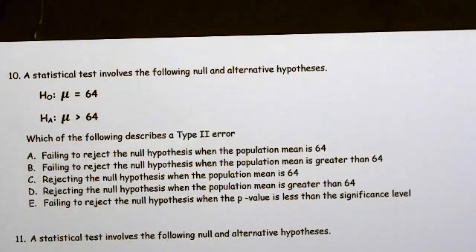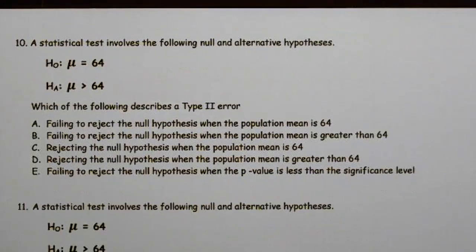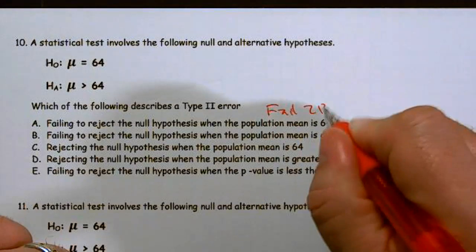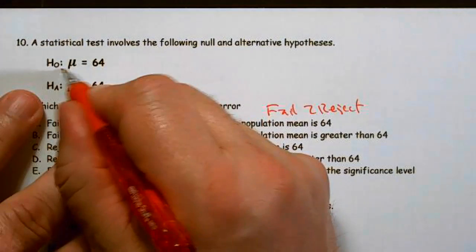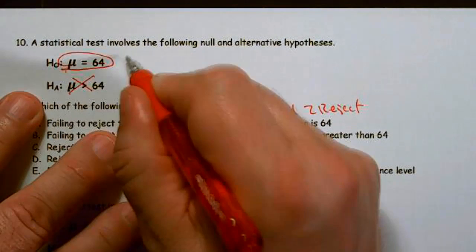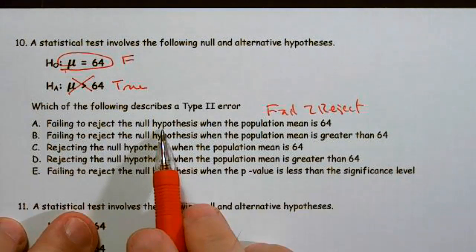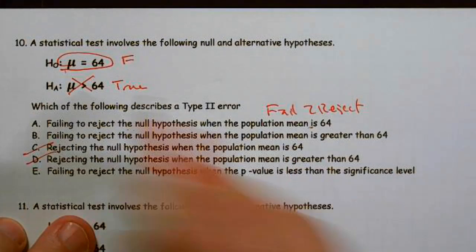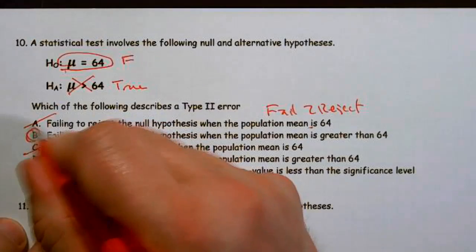All right, so here we say the mean is 64 versus greater than 64. A type 2 error, remember that's a fail to reject. So type 2 is fail to reject. So I believe the null, which was false, and the alternative is true. Because we're definitely failing to reject, we can get rid of all the rejection options. When the population mean is 64, no, that's false. When the population mean is greater than 64, yep, that's true. That's my best answer.